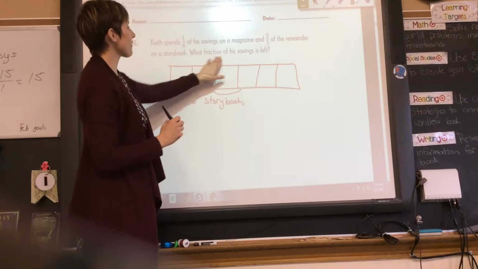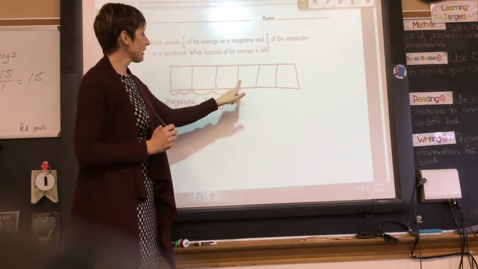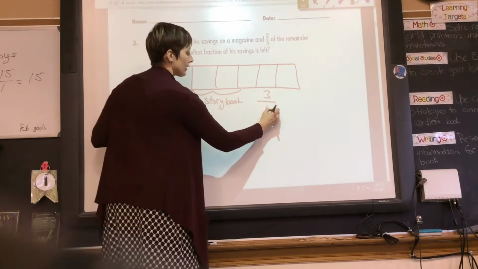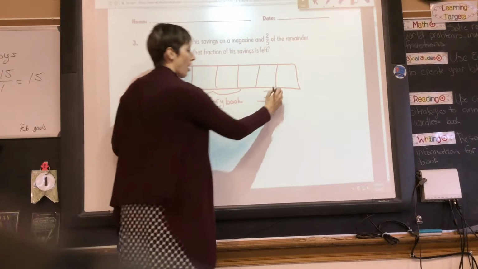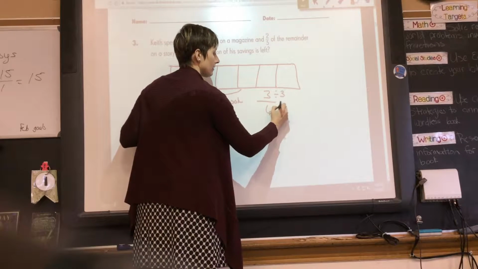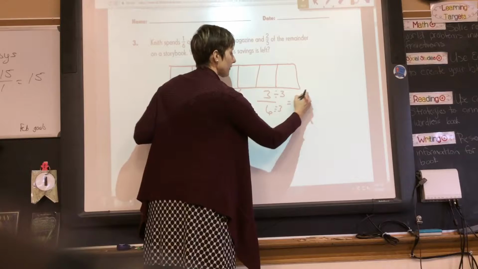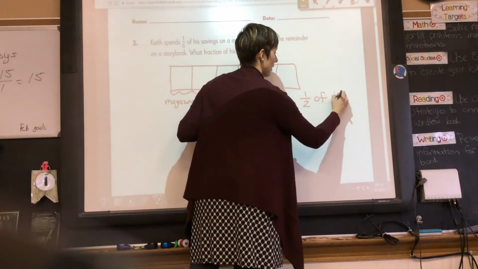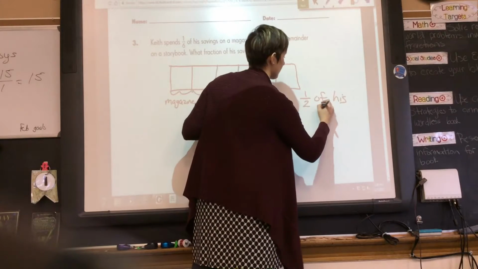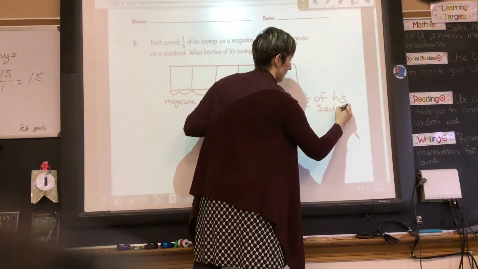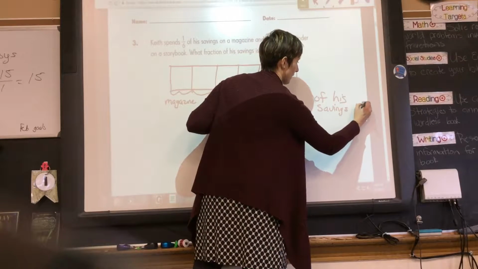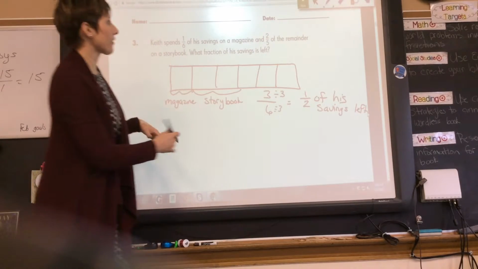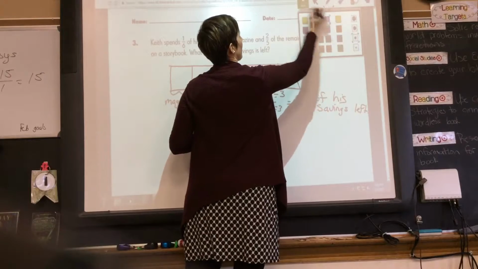The question is, what fraction of his savings is left? I can see that I have 3 out of the 6 pieces left. We always need to simplify. Divide both by 3. And I can see Keith has 1/2 of his savings left. Now I can also solve this problem with math only, if that's the approach you want to take.